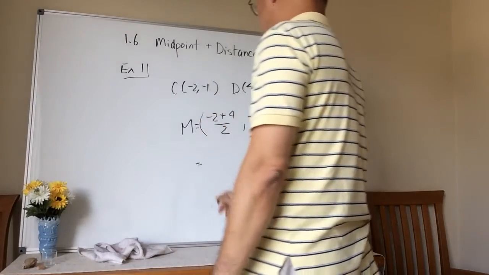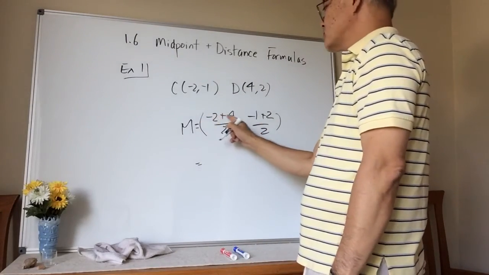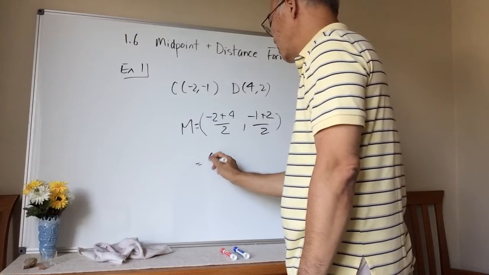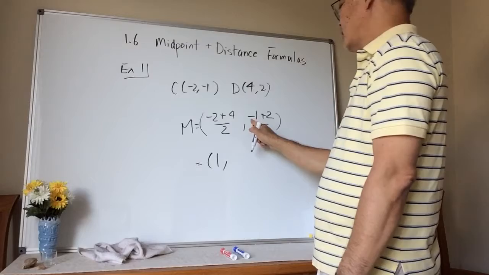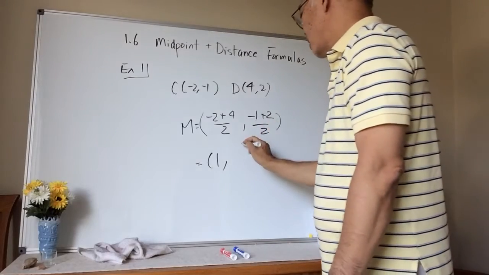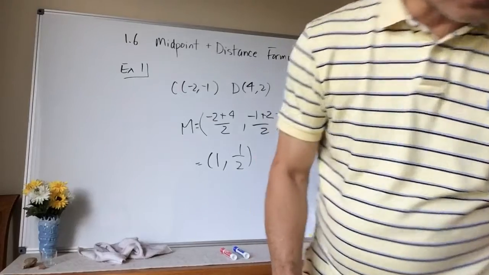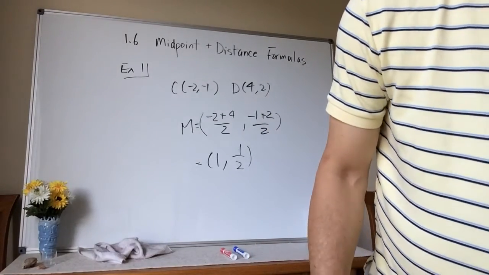That's the midpoint. So -2 plus 4 is 2, and 2 divided by 2 is 1. I have -1 plus 2, which is 1, divided by 2. Okay, and that's how you would get that.